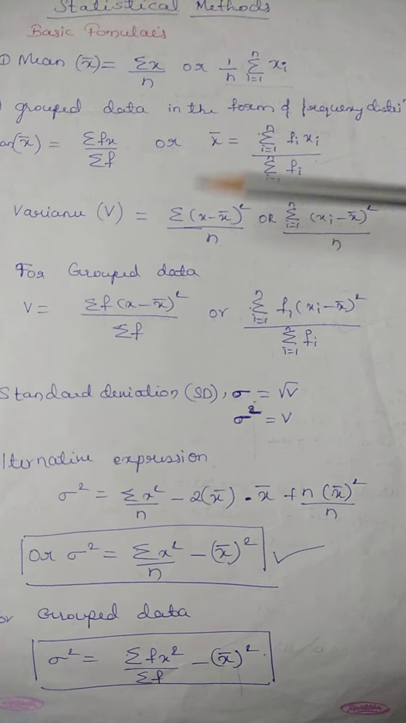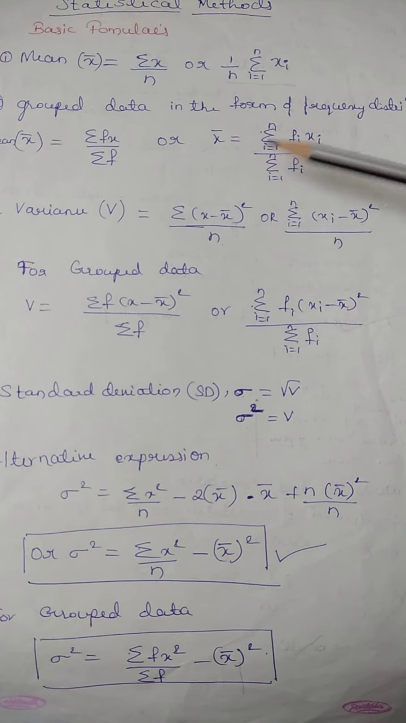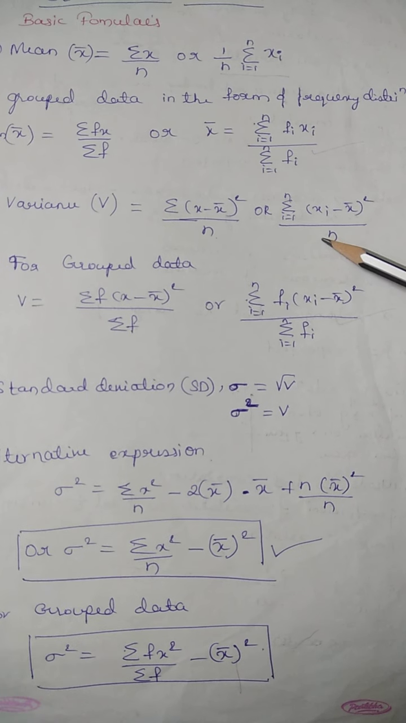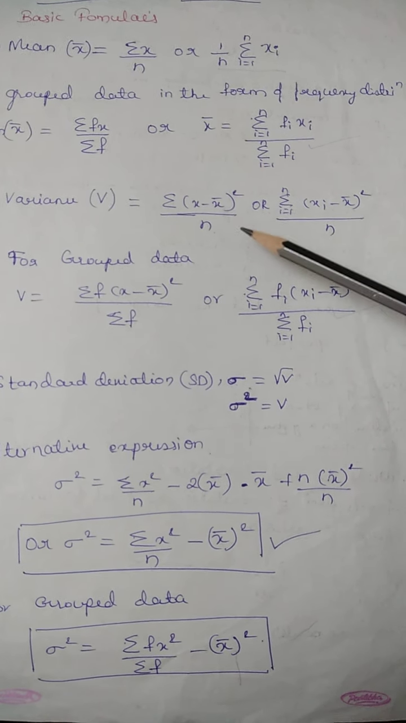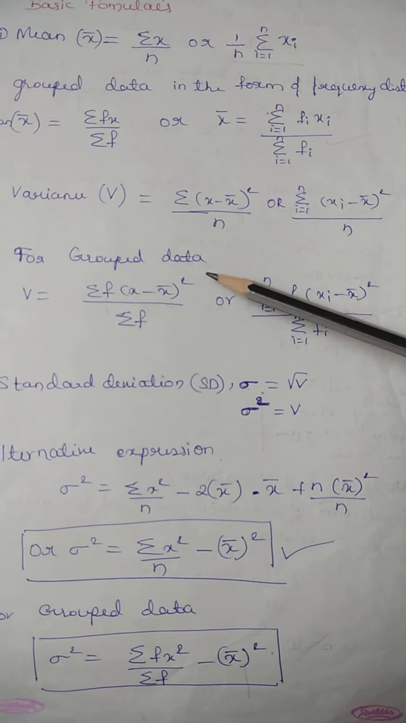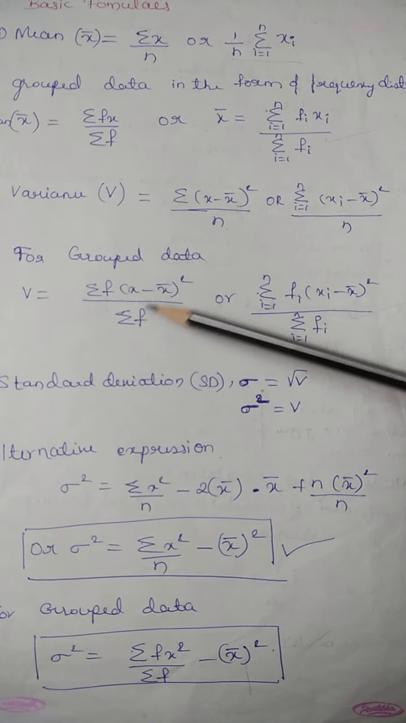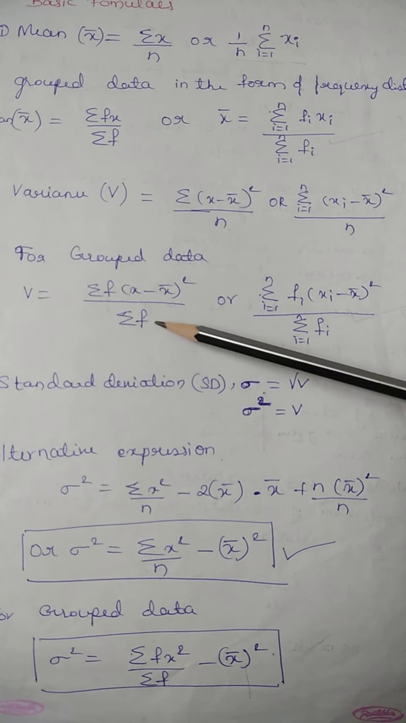And to find variance, summation of (x minus x bar) whole square upon n, or else this formula we can use to find the variance. And this is for the ungrouped data. And for grouped data, summation of f into (x minus x bar) whole square, whole divided by summation of f.